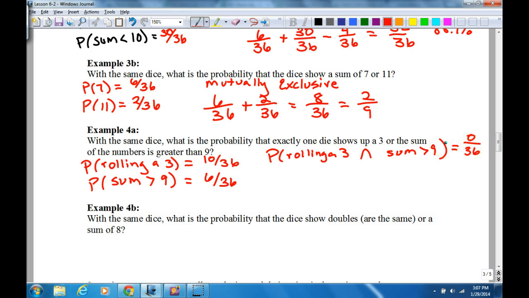Exactly one die shows up a 3. That happens 12 times. Yeah. How many things do we have? Okay?